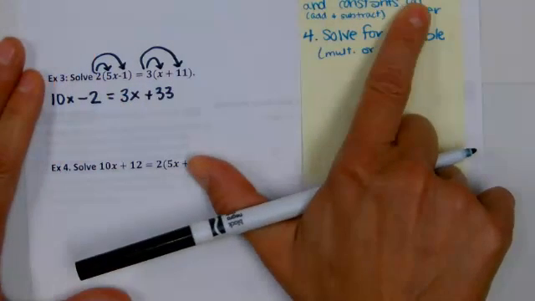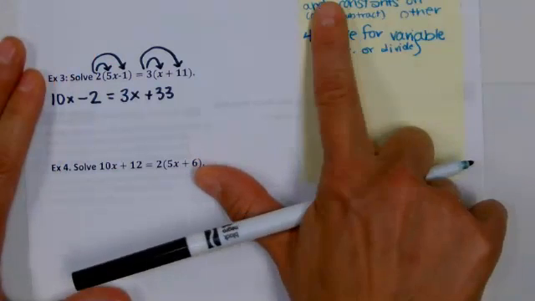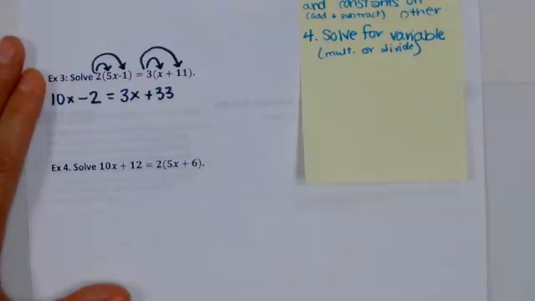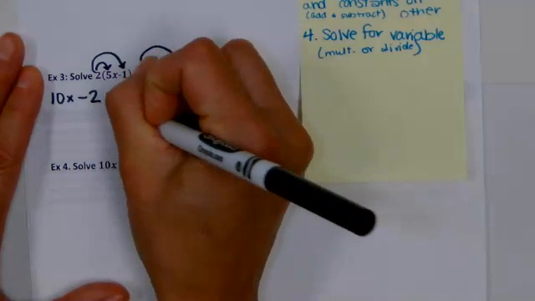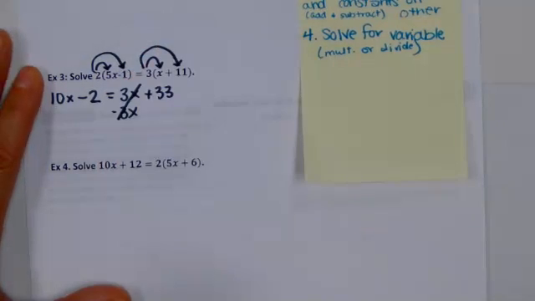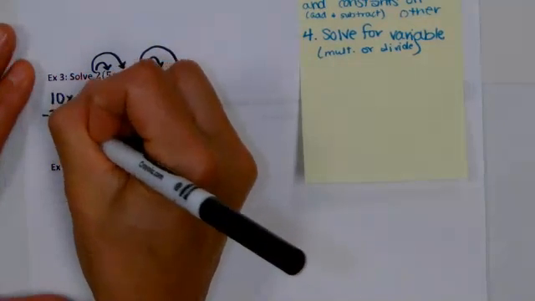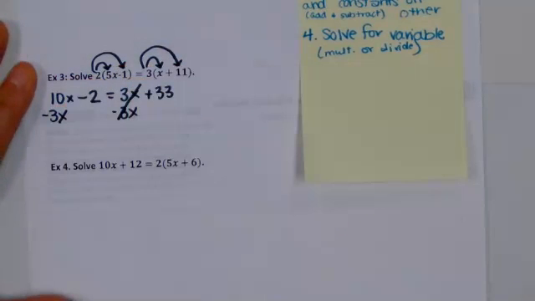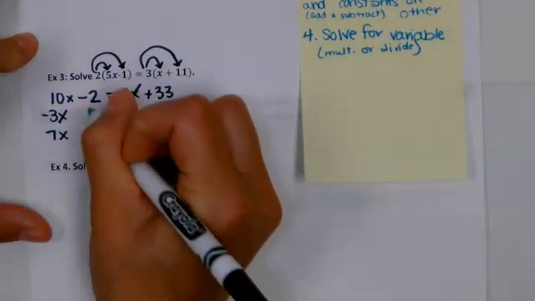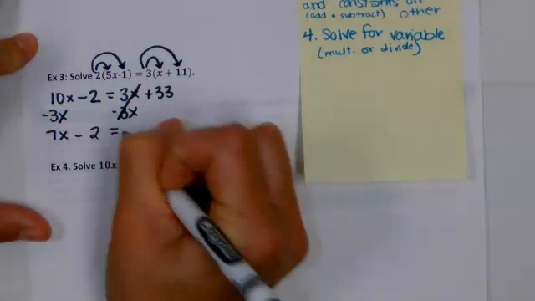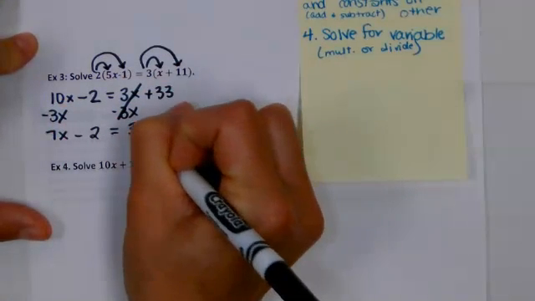Cancel to get all the variables on one side and all the constants on the other. I always start with variables. So I'm going to start by canceling that 3x. So I'm going to subtract 3x here and keep it balanced by subtracting 3x on the other side of the equal sign from the 10x. So that gives me 10x minus 3x is 7x. Bring down -2 equal, bring down positive 33.